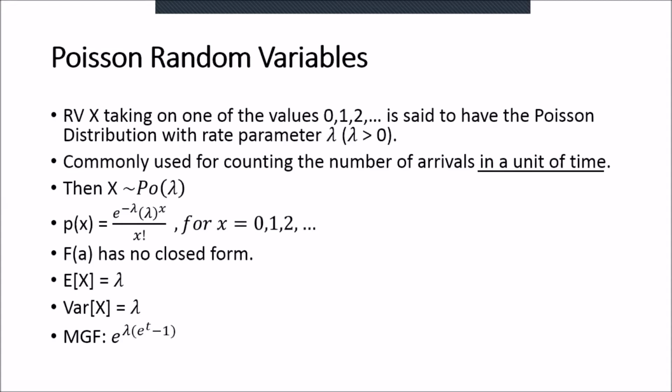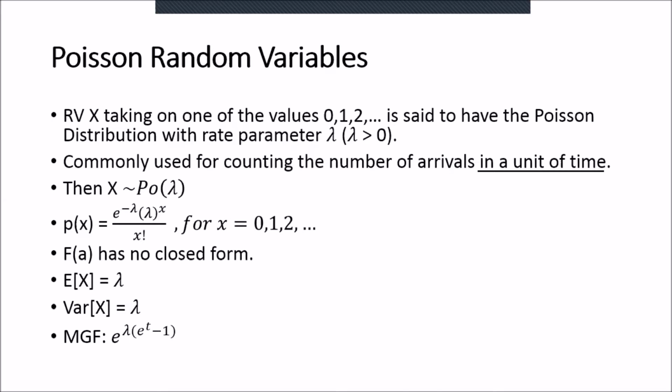Poisson random variables are random variables that take on one of the values from 0, 1, 2, up to infinity. These random variables are usually used when we are counting the number of arrivals of objects or people or any events within a certain time frame. So these number of arrivals per unit of time are referred to as the rate parameter lambda, and lambda has to be greater than 0 because we have to have greater than 0 number of occurrences.